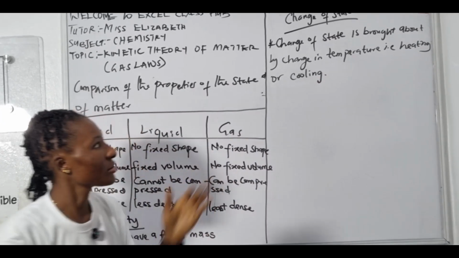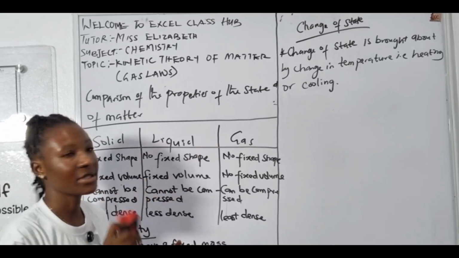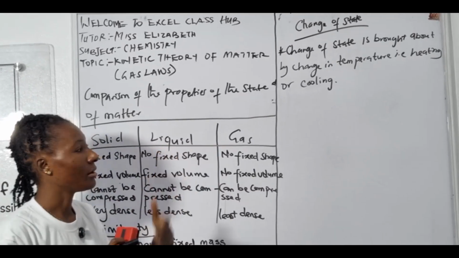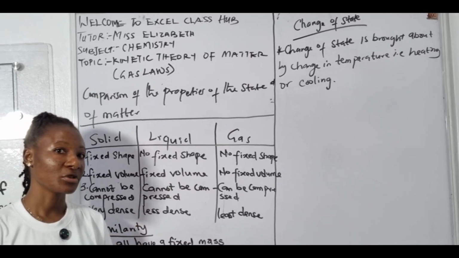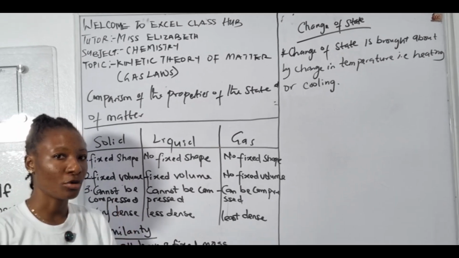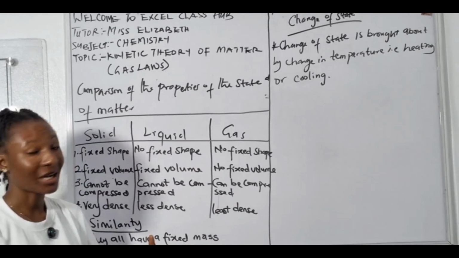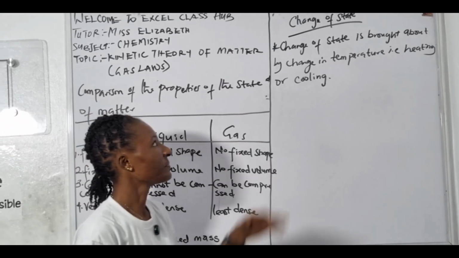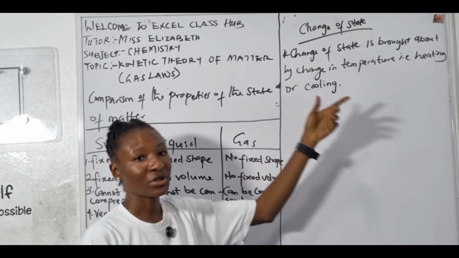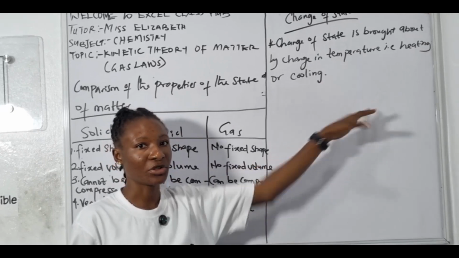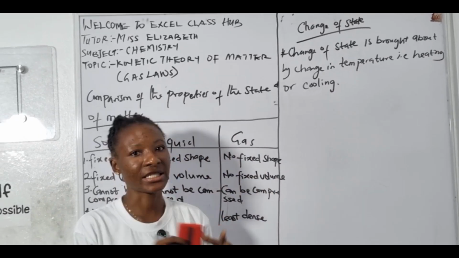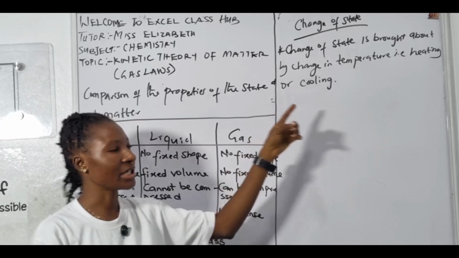So this will bring us back to our basic understanding of the law of conservation of mass or matter. We state that matter can neither be created nor destroyed, but can be transformed from one form to another. So that brought about change of state. And what brought about the change of state is changing temperature. When a substance is heated, there's a change in the state of matter.